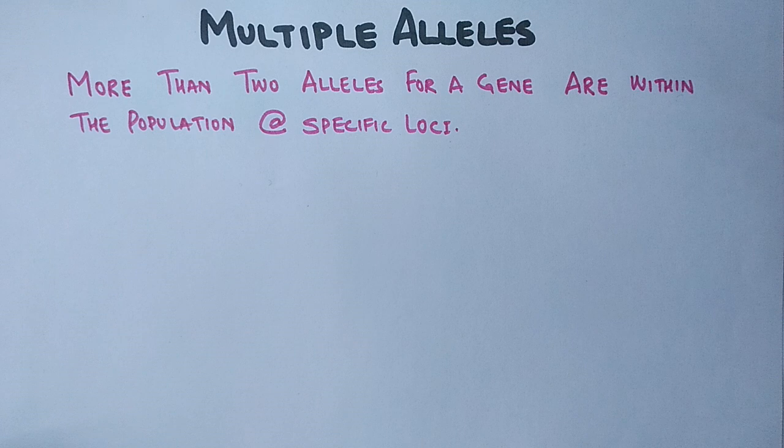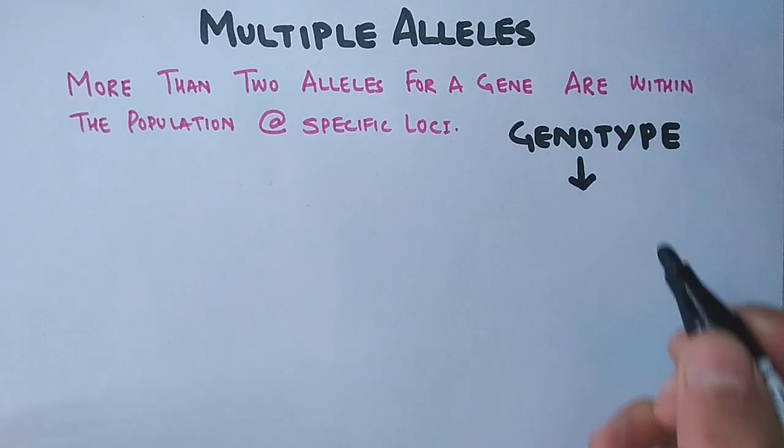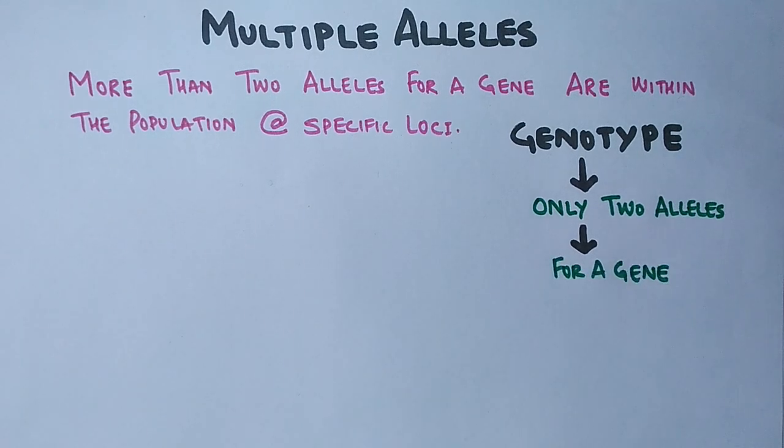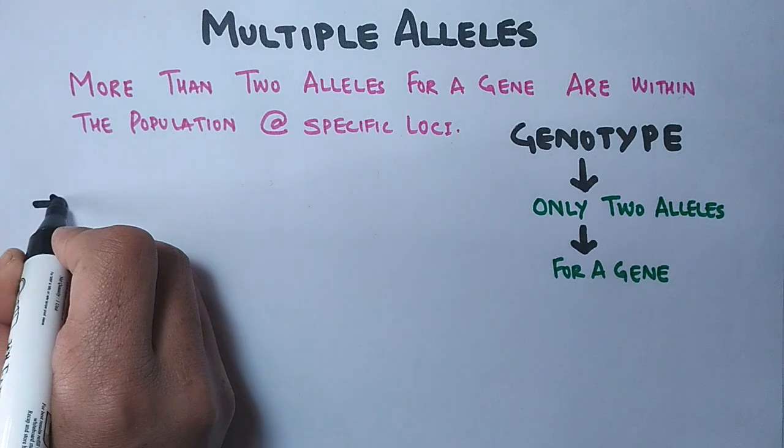Do not get confused here that a gene is having multiple copies of alleles in a single individual, but the multiple alleles occur within the population. So in that way, a genotype has only 2 alleles for a gene. But when we talk about multiple alleles or multiple allelism, it's a gene controlling any phenotype which is having different copies of alleles found within the population, that too at a specific locus.